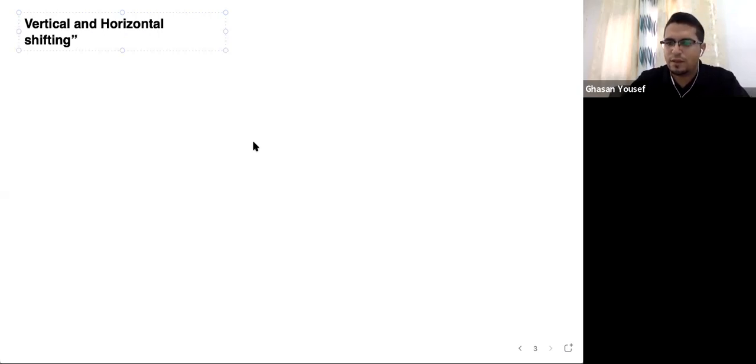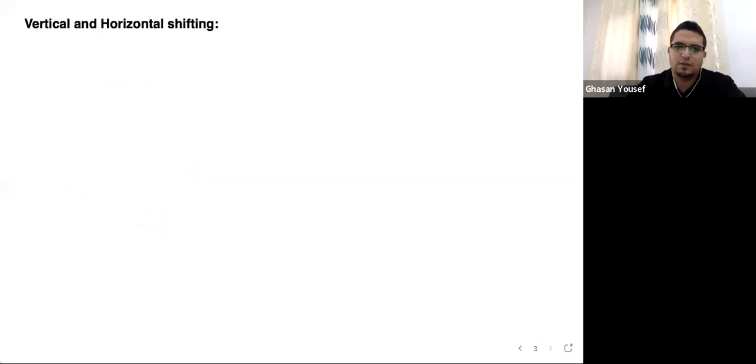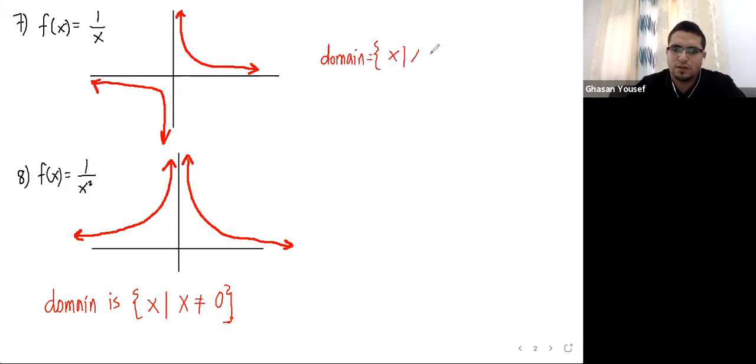For it, the domain will be from minus infinity to infinity, no, from minus infinity to infinity except 0. Or I can say, the domain here is x such that x not equal 0. This means all real numbers except the number 0. And the same thing here, the domain is x such that x not equal 0.